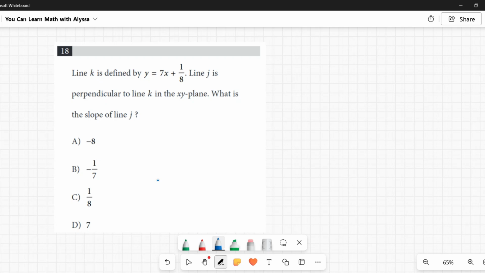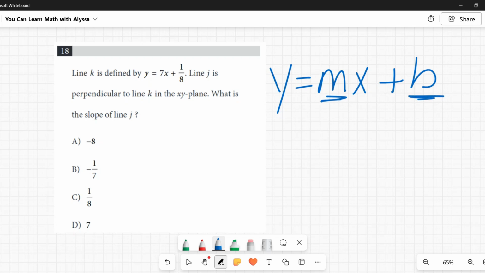Number 18. Line K is defined by y equals 7x plus 1/8. Line J is perpendicular to line K in the xy plane. What is the slope of line J? They're testing your knowledge of how the slopes of two perpendicular lines relate to each other and also slope-intercept form. Slope-intercept form is y equals mx plus b, where m and b are constants, or numbers, and the x and y are the variables that just stay there as x and y.